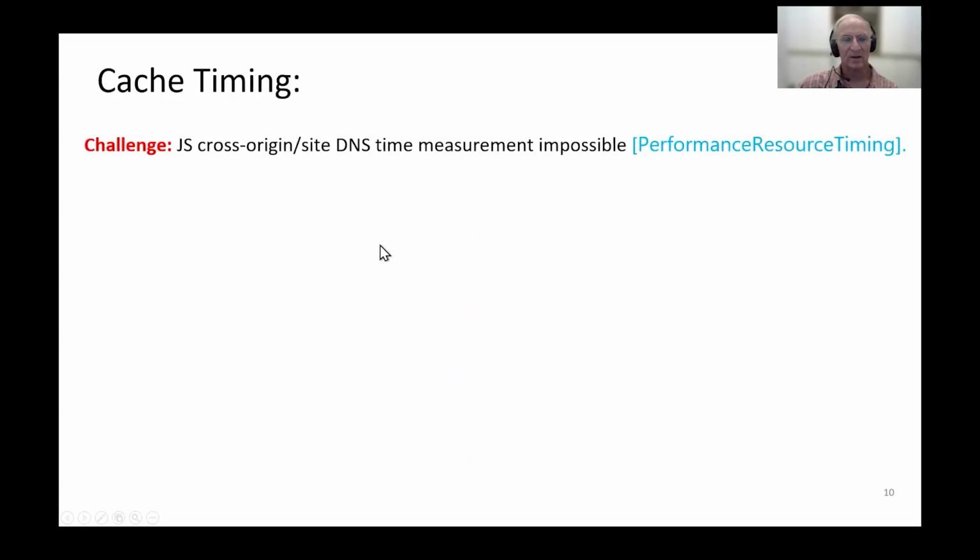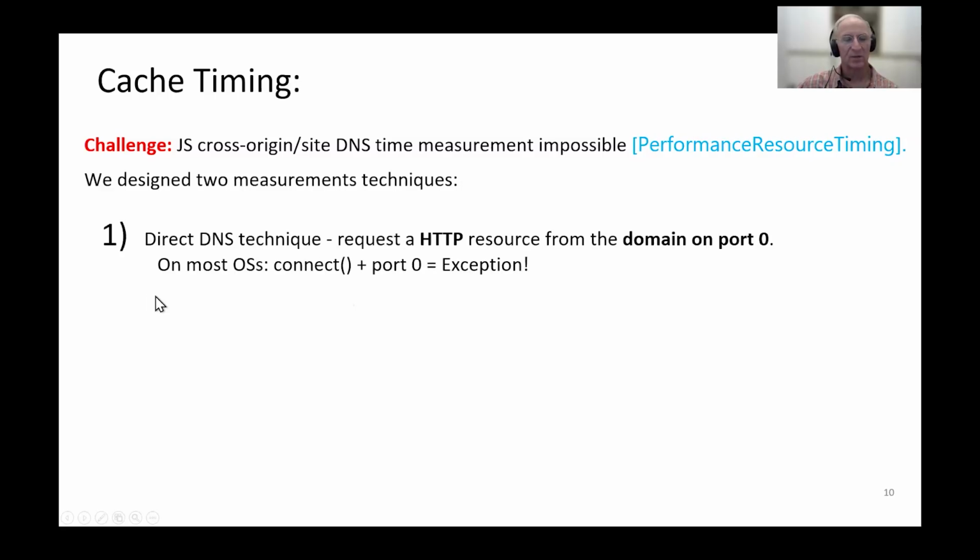Doing the timing is not possible in a direct way because from a certain origin, you cannot issue DNS requests in JavaScript to different domains. It's an issue in the performance resource timing. How do we do it? We have two techniques that we developed.